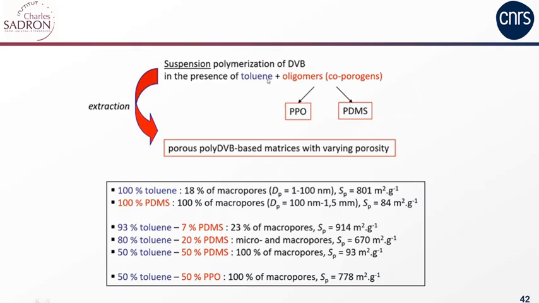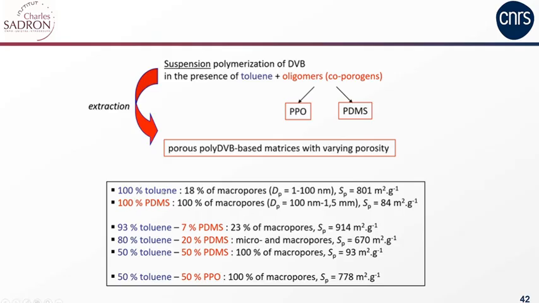And in the presence of toluene and oligomers acting as coporogen, for example, polypropylene oxide or polydimethylsiloxane, we will generate porous polydivinylbenzene with varying porosity depending on the composition of the toluene or the oligomers. So if you have 100% of toluene, you will have macropores. If you have 100% of polydimethylsiloxane, you will have 100% of macropores.